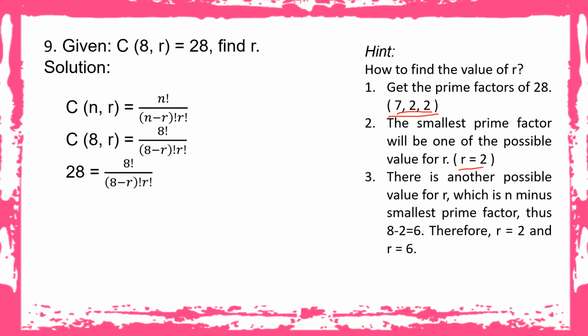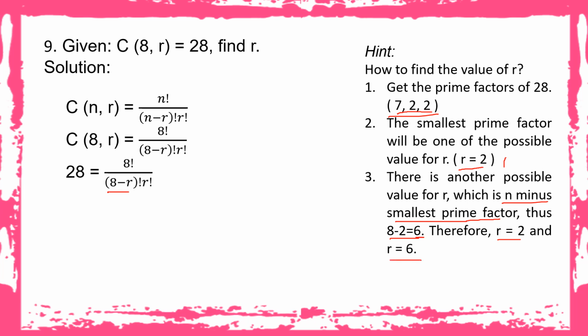And then, there is another possible value of r, which is n minus the smallest prime factor. Again, n minus smallest prime factor. Thus, 8 minus 2 is equal to 6. So, I got here from the denominator 8 minus r. So, 8 minus 2 is equal to 6. So, therefore, we can now have two possible values, which are 2 and 6.